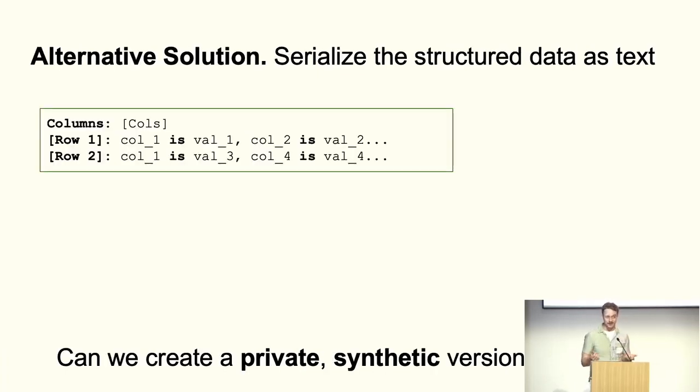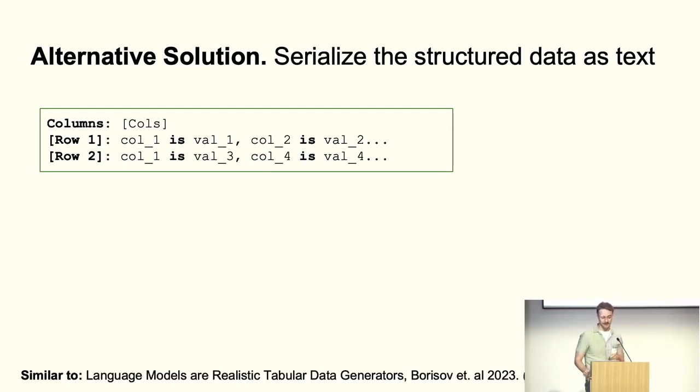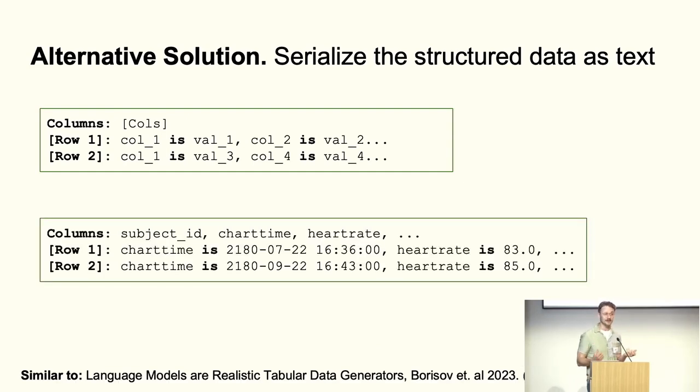So here's another solution, which I think is also very natural in the day and age of large language models, which is to serialize the tabular data as text. I'm not the first to propose this. You can say, here is my tabular data set where the value of column 1 is this and the value of column 2 is this, etc. So this is a format that's been proposed before. And if I do this with this medical data, it looks something like this.